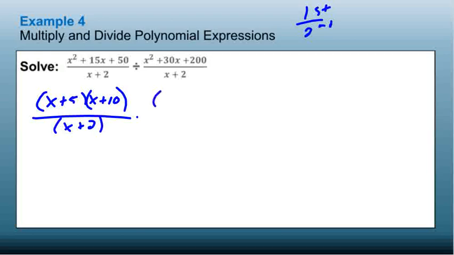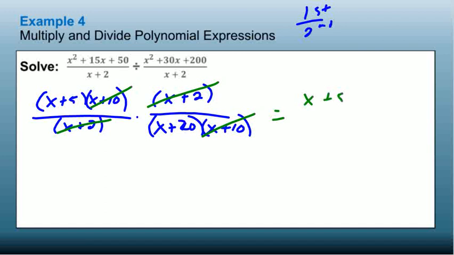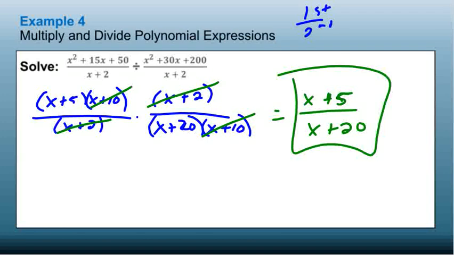Now I've got to multiply by the reciprocal, so this would be x plus 2 on top. On the bottom, this would be x plus 20 times x plus 10. Look at here, I'll simplify with common factors in the numerator and denominator, so x plus 2's divide out, x plus 10's divide out. And my answer is now x plus 5 all over x plus 20. And I can't simplify that any further, so that would be my answer.